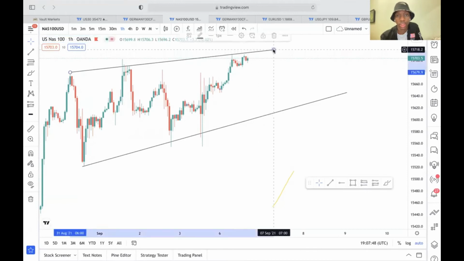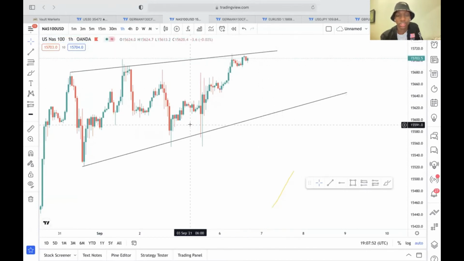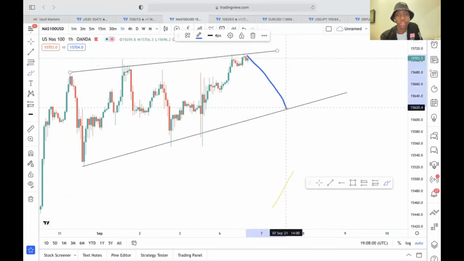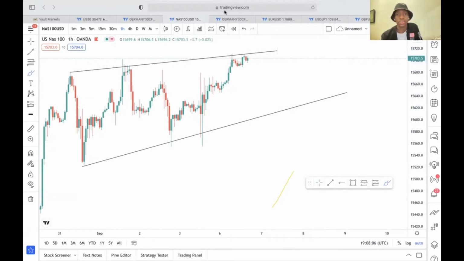This thing should be dropping soon. This thing should drop, guys. You see, we have a third touch, fourth touch now. So overall movement this week, Nasdaq should be selling down to this trend line, then possibly look for buys. So that's my Nasdaq analysis, guys.